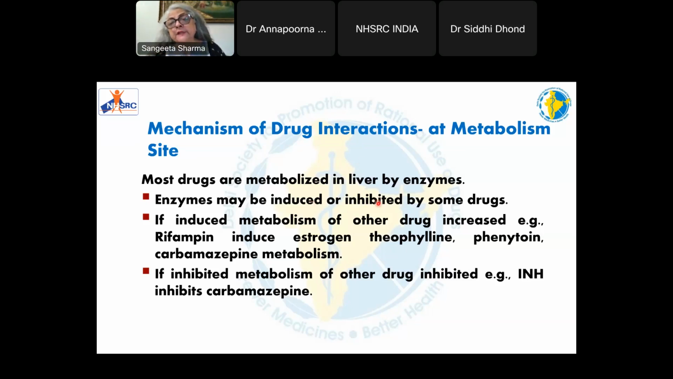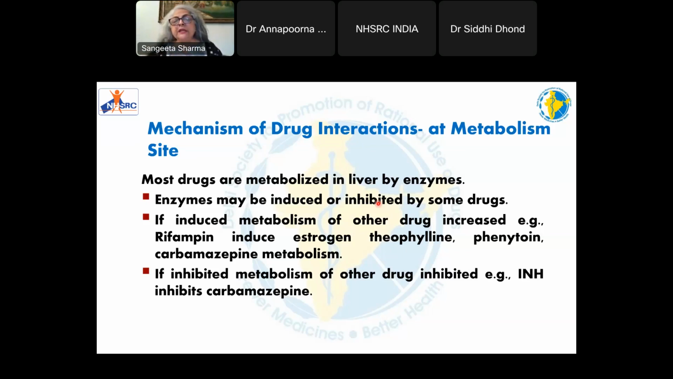The drug is an enzyme inhibitor, that means the enzymes will be inhibited. But that means the drug would remain in the body for a longer time, because many of the drugs are metabolized to inactive metabolites and then excreted. Since the metabolism is now slowed down, the drug will remain in the body for a longer time. So that means that there are chances of accumulation of this drug in the body.